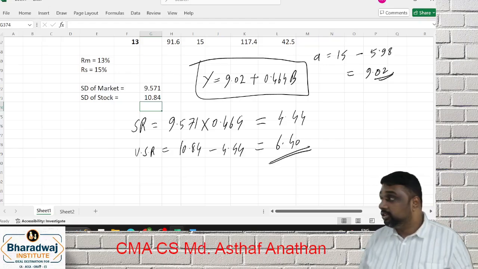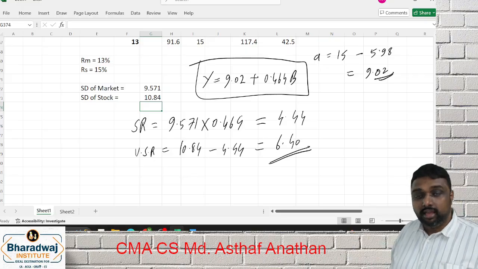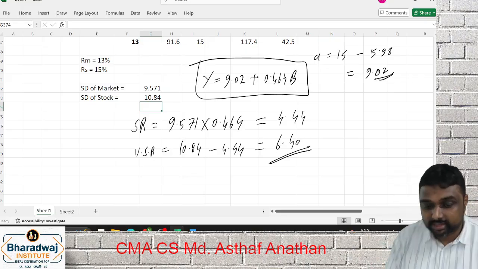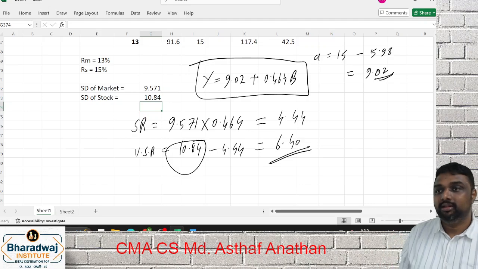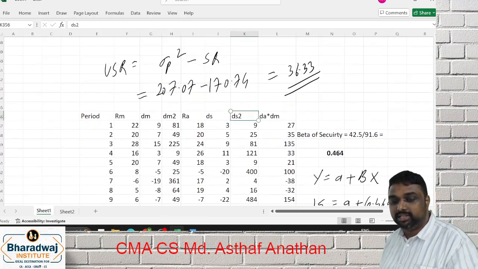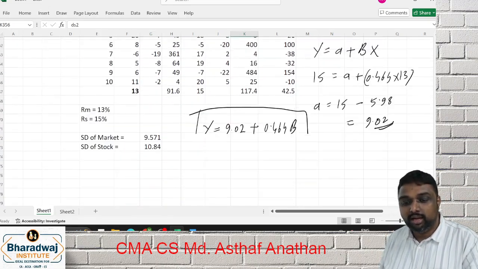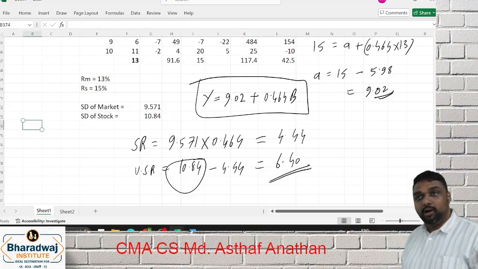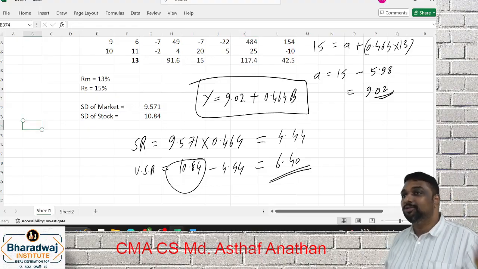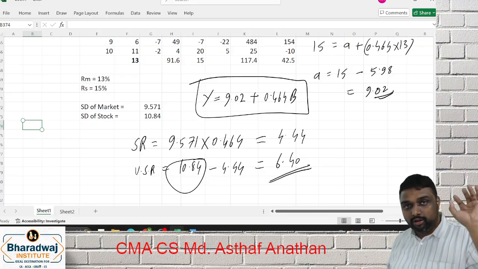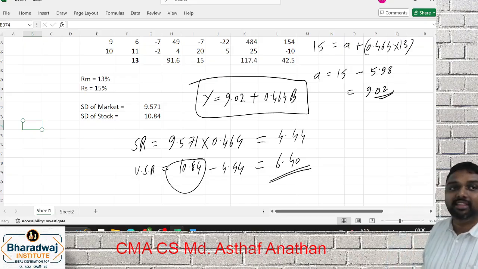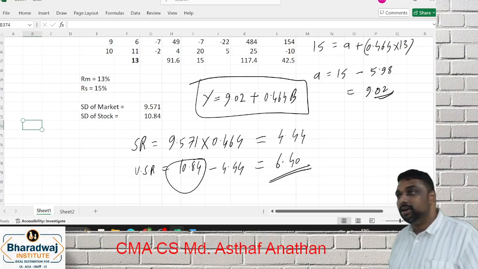Are you clear? So if you want to get unsystematic risk, first you should understand you have to find out this 10.84. That is why we did this column additionally. Are you clear? So one question, all the consolidated data we are there. You will find out how to find out characteristic line, how to get standard deviation, how to find out systematic risk, how to find out unsystematic risk, everything. Yes or no? Are you able to understand?